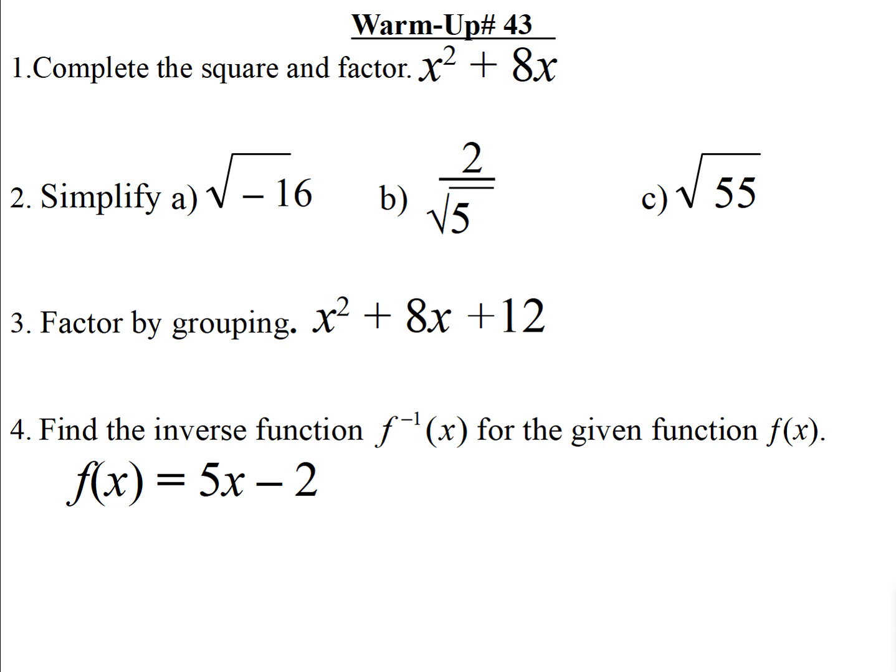Good? Warm-up number 43 is on the screen. Very similar to the one we did yesterday. Number 1 reads, complete the square and factor. They give us the binomial x squared plus 8x.